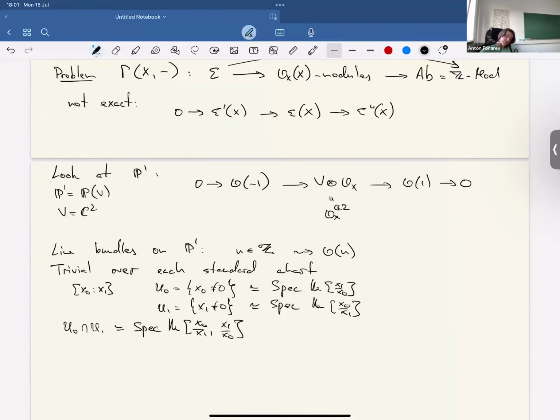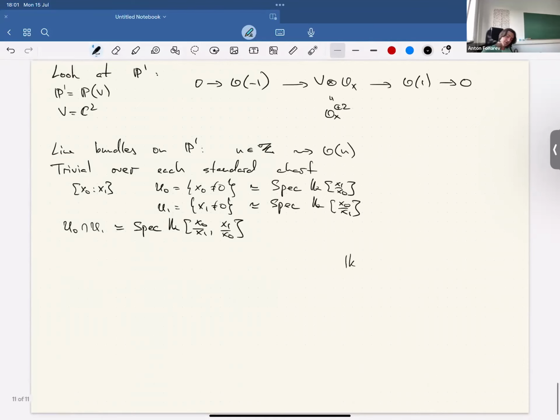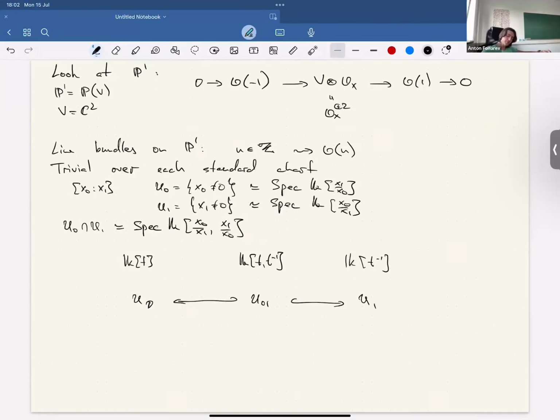But let me, for simplicity, rewrite it in the following sense. So here you have the intersection. I will introduce just one coordinate. The corresponding maps are, this is k[t inverse]. These are functions. I just renamed the variable as t inverse. So this is over u1. Here you have k[t, t inverse], Laurent polynomials, over u01. And here over u0, you have k[t]. And of course, the inclusions from u01 to u0 and u1 correspond to natural maps from k[t] in here and k[t inverse] in here.